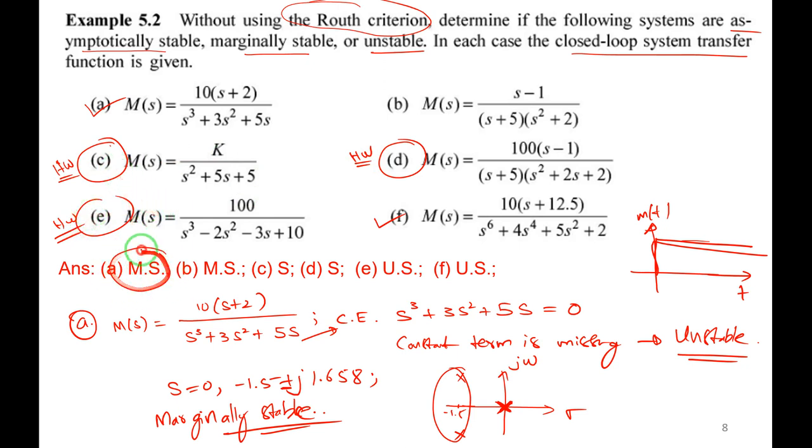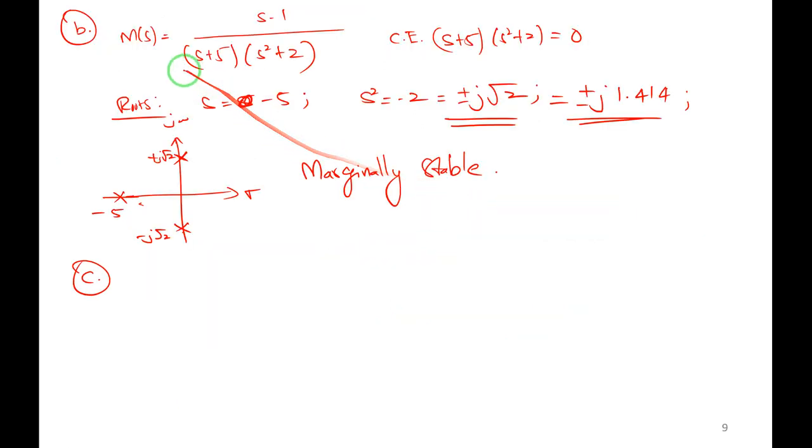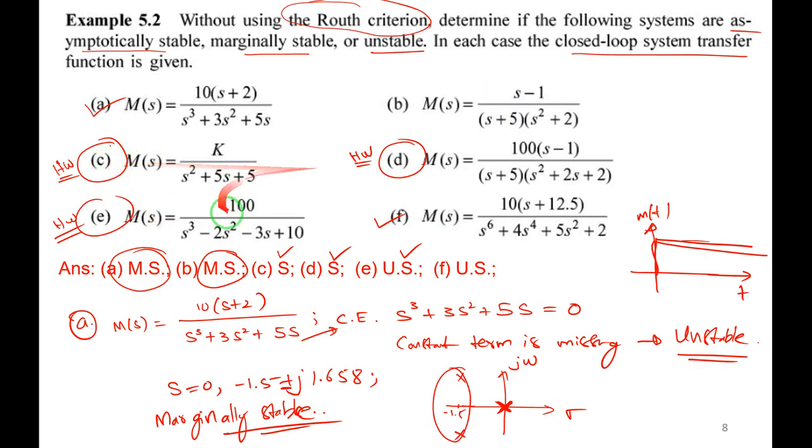A is MS, which means marginally stable. Part B marginally stable. Part C stable. Part D is also stable. Part E is unstable. Part F we will take up, so part F I will take. I have given the homework for you people. You do it, C, D, E.